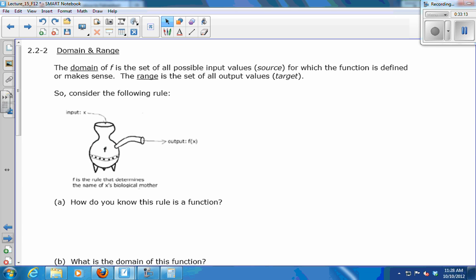And then the range is the set of all output values, set of all outputs. So the paper that you have that has a list of all the channels that you get, it says NBC, ABC, ESPN, all the channels that you get, all the list of outputs, that's going to be your range. All the things that your function machine can produce.